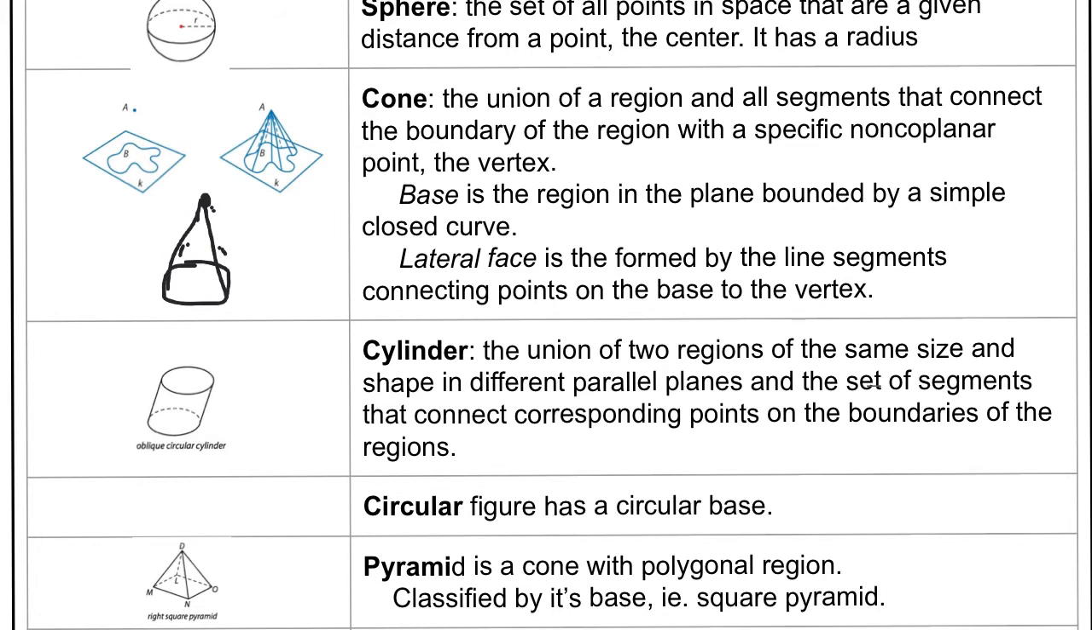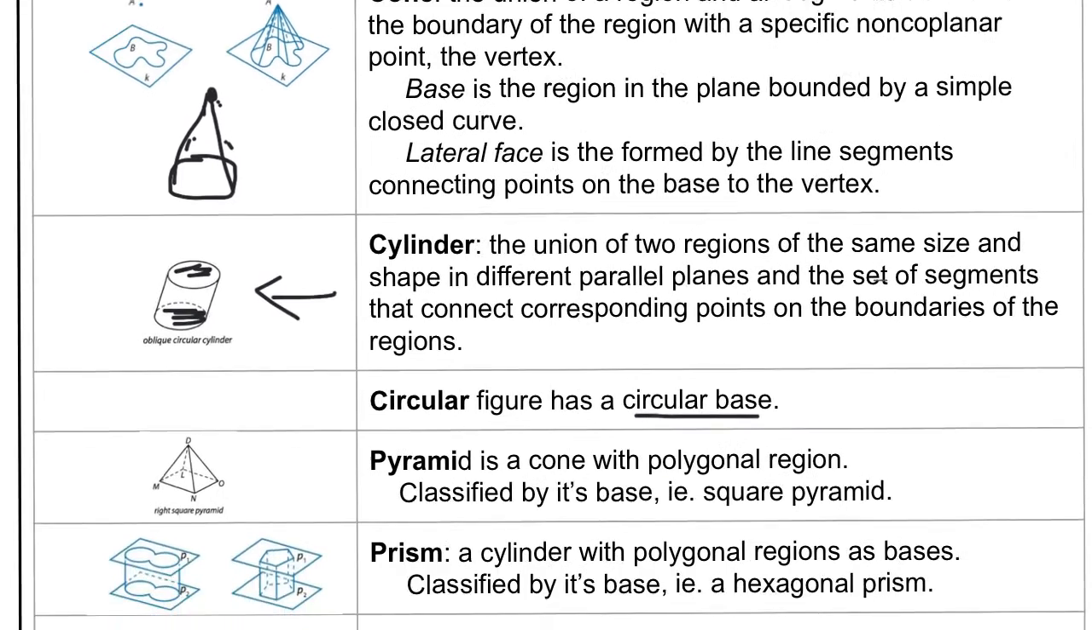A cylinder is the union of two regions of exactly the same size and shape, but they're in different parallel planes. So in our example here, we have two parallel ovals, which create the top and the bottom bases, and then they're connected, so that makes it a cylinder. Anything that is circular has a circular base. That's kind of one of our definitions.